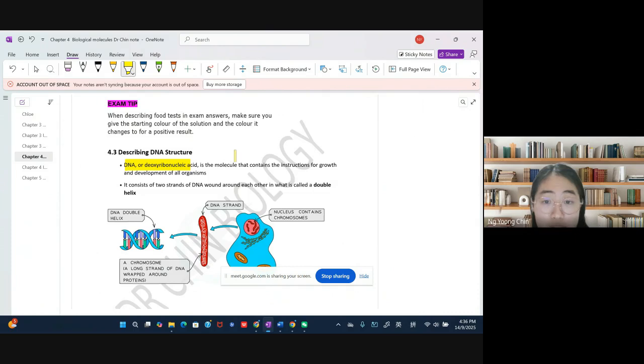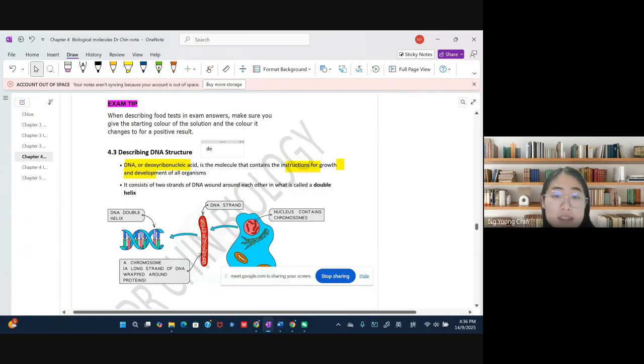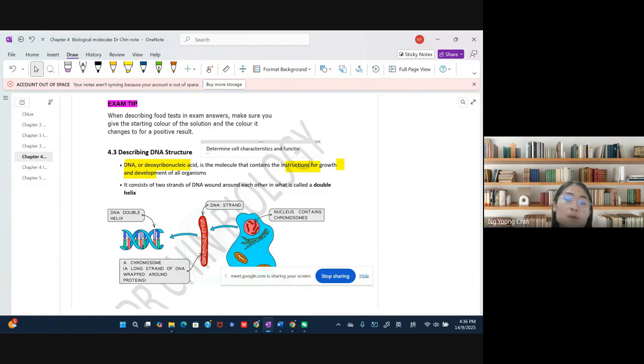Okay, this genetic information, right? The purpose is they will provide guidelines or the instructions for the growth and development of all organisms. And also it helps to do what? It helps to determine the cell characteristics and the functions. For example, Chloe, your hair is black in color, right? And then your iris is brown in color. Okay, you have a brown colored iris. So this is being determined by your genetics, by the DNA in the body cell.